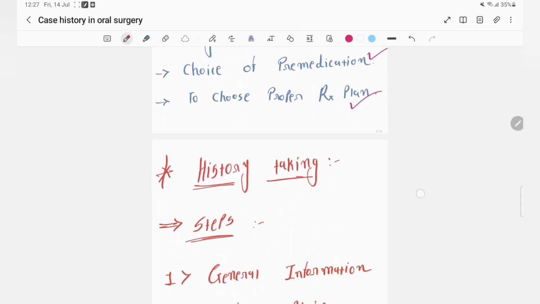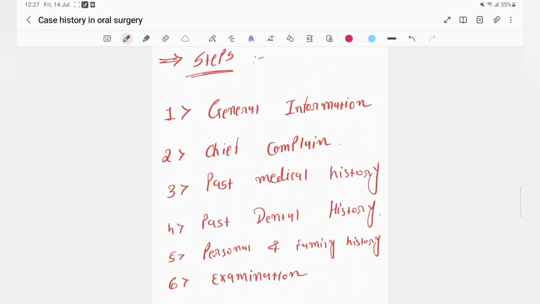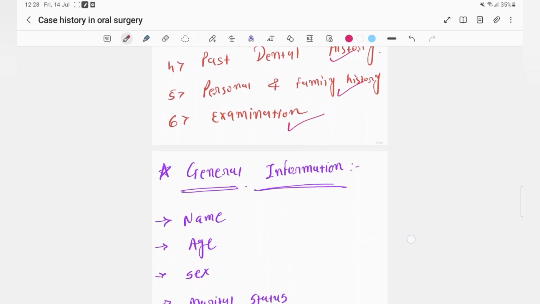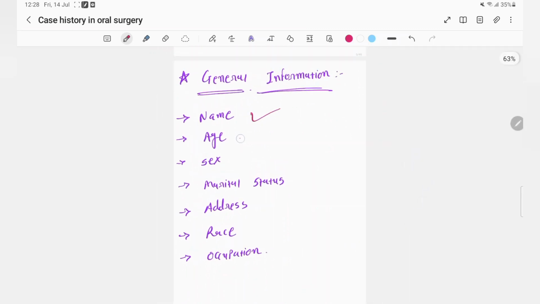Now, in history taking, we have 6 steps. The first one is to collect the general information, then chief complaint, past medical history, past dental history, personal and family history, and the examination. In examination, we will cover extraoral and intraoral examination. So, starting with general information, we have to ask the patient's name, age, sex, marital status, address, race, and occupation.